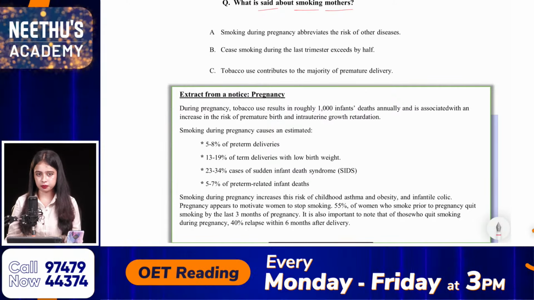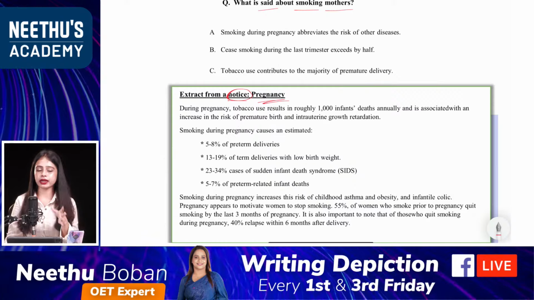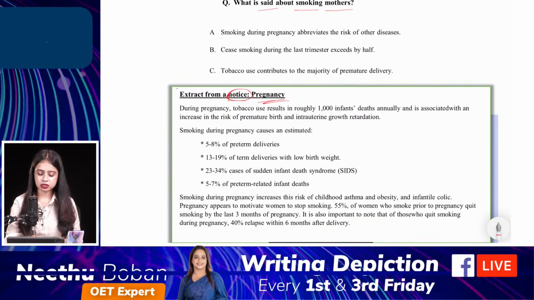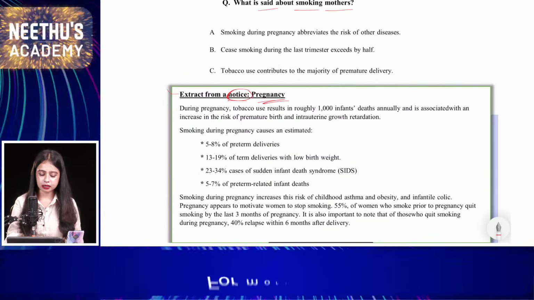So this is an extract from a notice which is about pregnancy. You know about notices, which we read for the purpose, the overall idea of the notice. What is the summary of the notice? I'm tracing it towards the question here: what is said about smoking mothers in the notice? And I'm reading the notice.